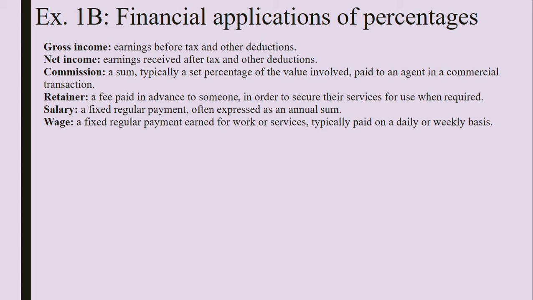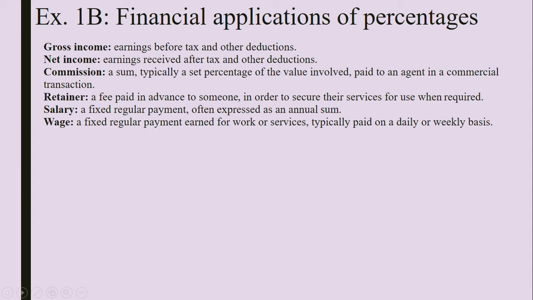Salary is a fixed regular payment. So usually a salary is expressed as an annual sum and then is paid as installments of that yearly sum every week or fortnight or month, depending on how the salary is paid out. And finally, wage. That's a fixed regular payment earned for work or services. So you guys will mostly be earning a wage at your age because you are working a certain amount of hours in a casual job typically. Your pay will change every single week, so you won't have a salary, but I urge you all to check your pay slips because you will see these two terms at the top, gross and net income, on there.